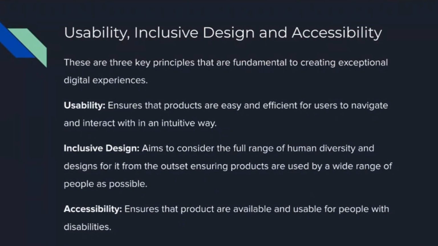And then we have inclusive design. This aims to consider the full range of human diversity. So inclusive design is the general umbrella. What we are building is for humans, and humans are very different. We have a diverse set of users. So inclusive design is understanding all these types of users, the different ways they navigate the web, what needs they have, and how we meet them.